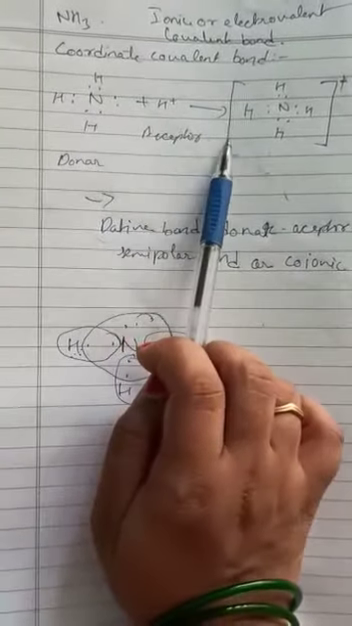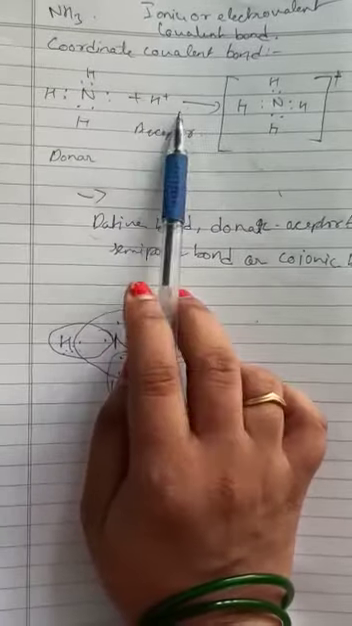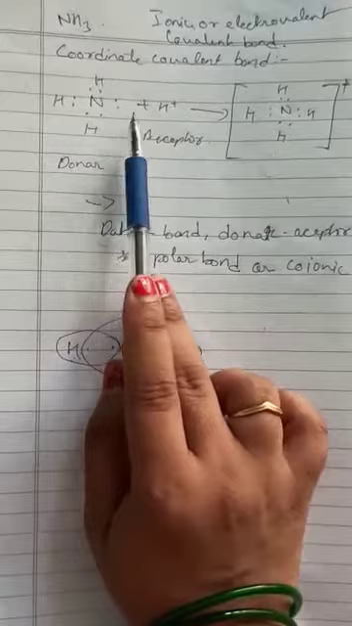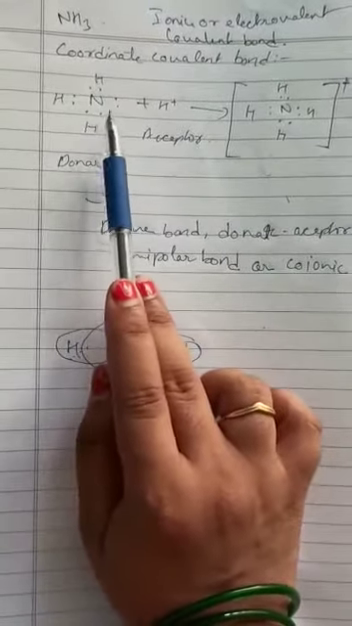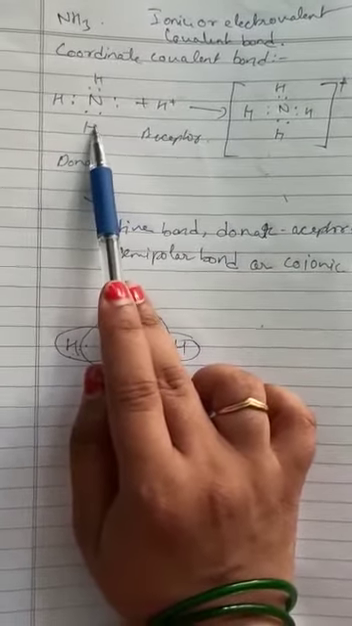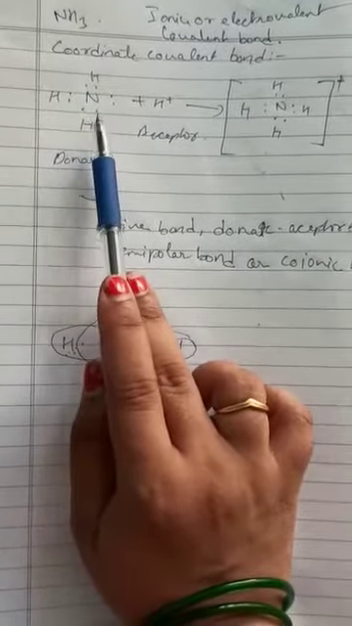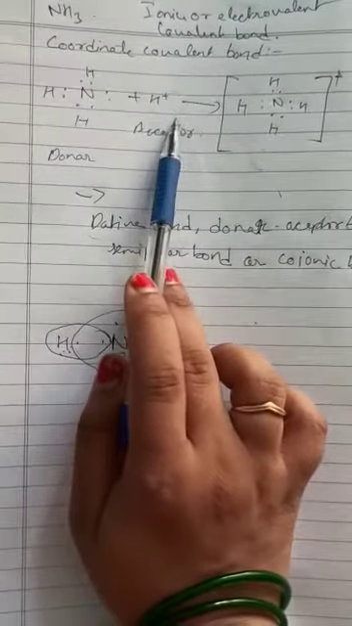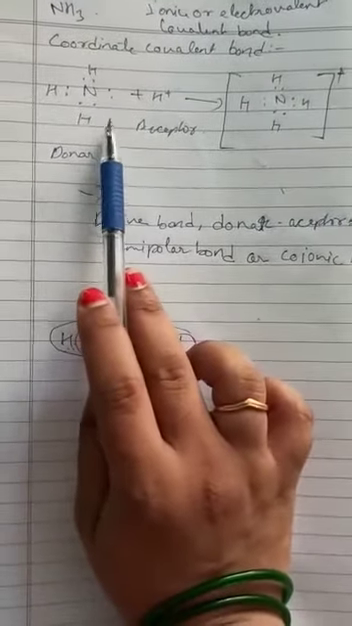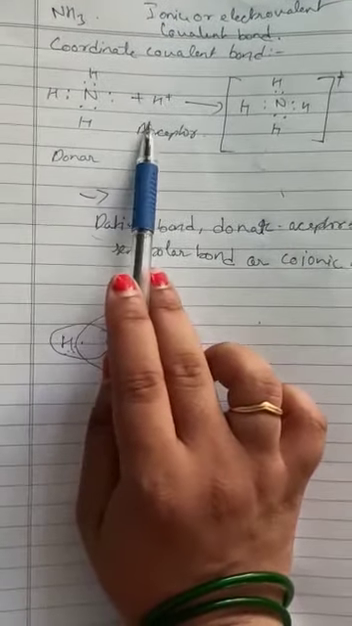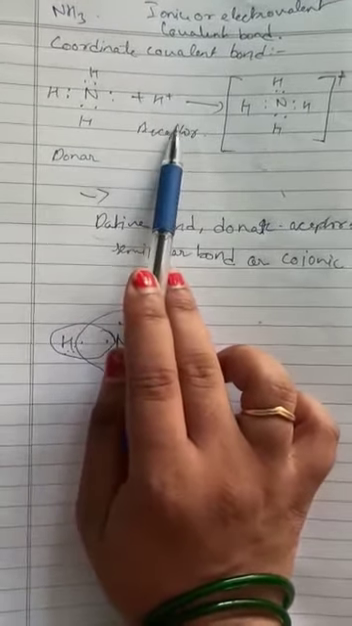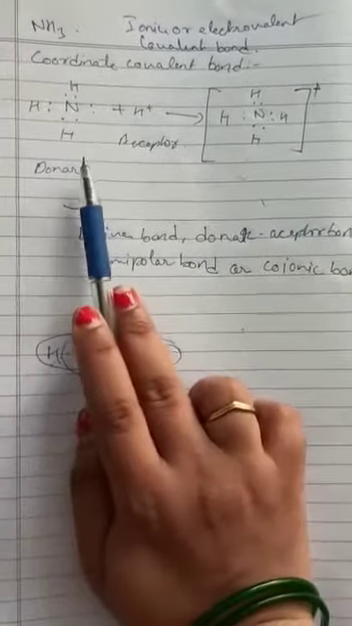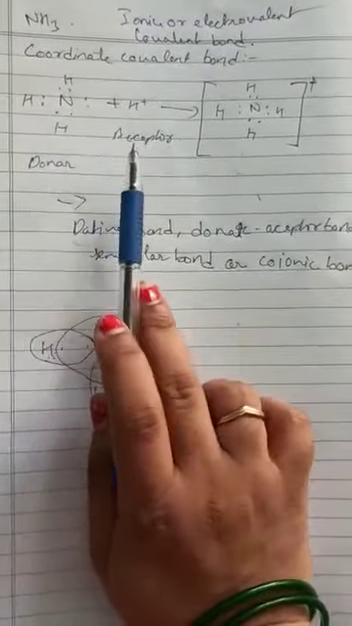In case of a coordinate bond, there is not a mutual sharing. Only one atom donates its electrons to the other atom. That is why the molecule or atom which donates its electrons is known as the donor, and the atom which accepts the electrons for the bond formation is known as the acceptor. That is why it is known as the donor acceptor bond, because in this case there is one donor and one acceptor.